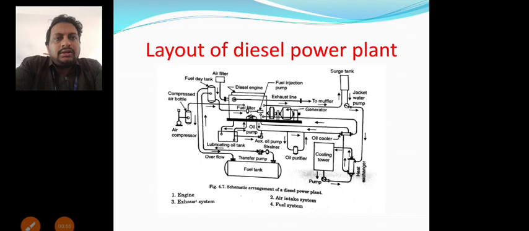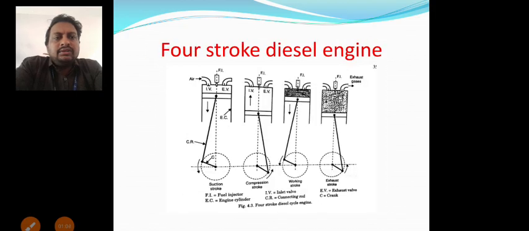We are not going to see the layout of the diesel power plant, but we are going to focus on the working of the four-stroke diesel engine as well as the two-stroke diesel engine. This diagram belongs to the four-stroke diesel engine. Here there are four strokes of the piston and two complete revolutions of the crankshaft. The four strokes are the suction stroke, compression stroke, expansion stroke, and the exhaust stroke.